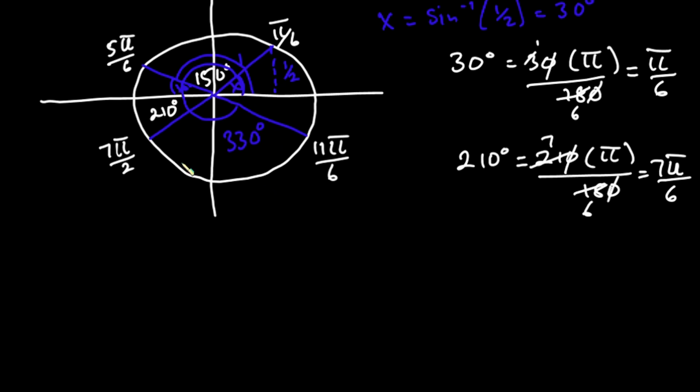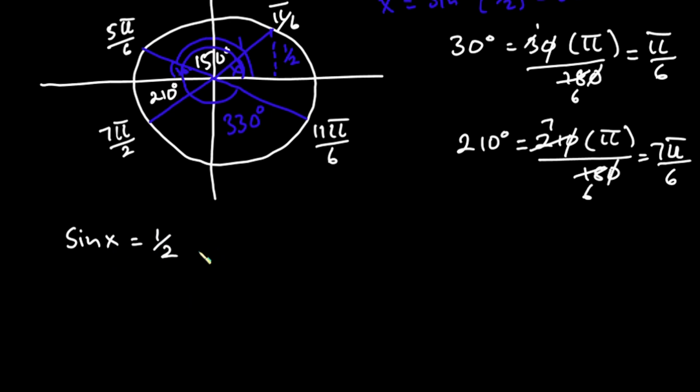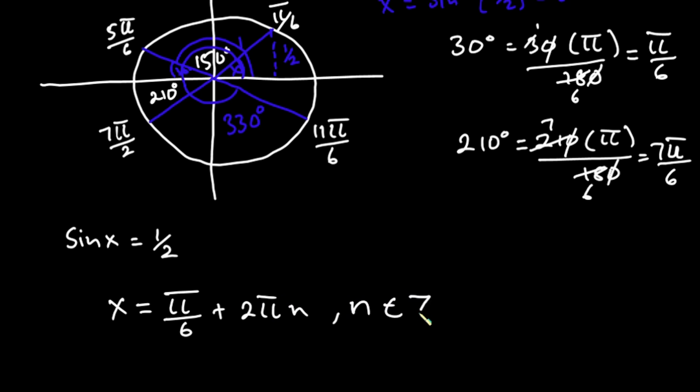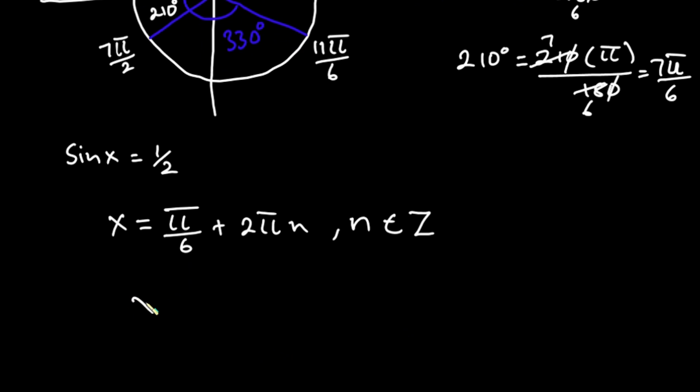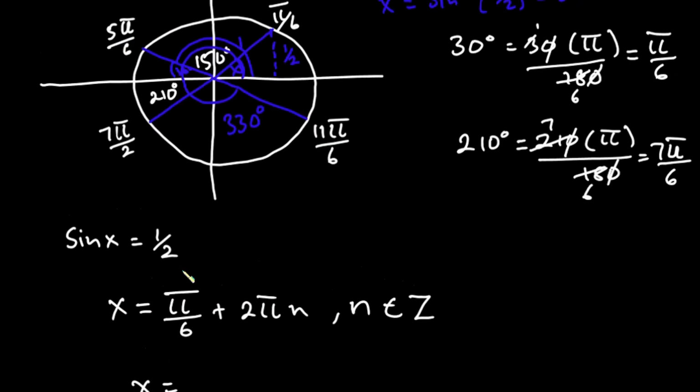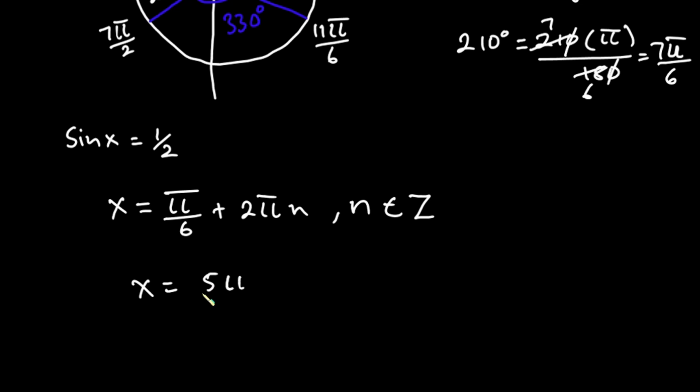So now that we know everything, we can find x when sine x is equal to positive 1/2. And like we did before, the positive part is the part of the circle on top of the x-axis. So it means that x is equal to pi over 6 plus 2 pi n, where n is an integer. Then we also have x is equal to this one, which is 5 pi over 6 plus 2 pi n, where n is an integer.